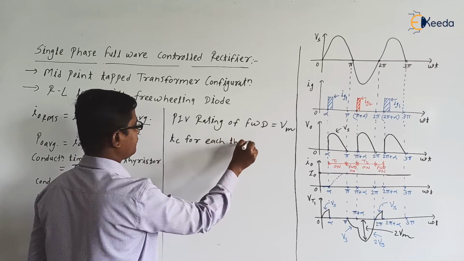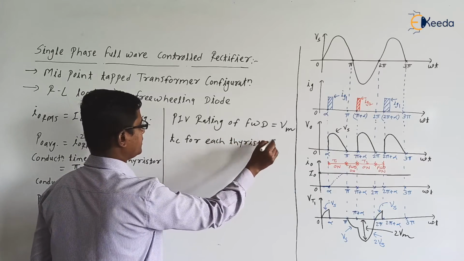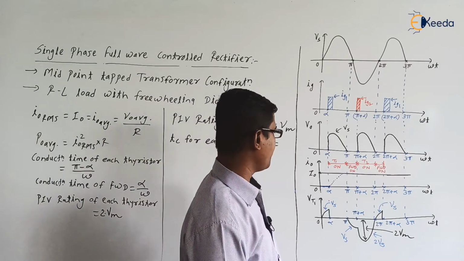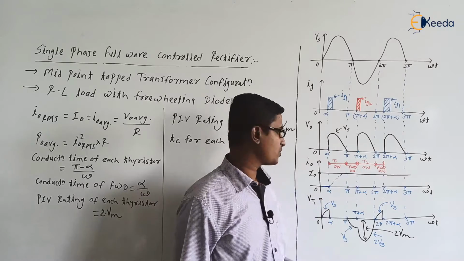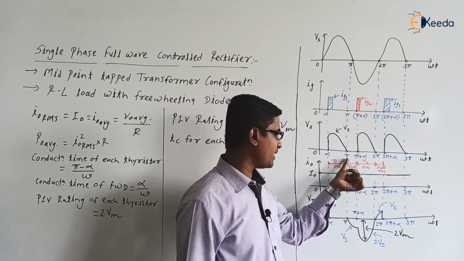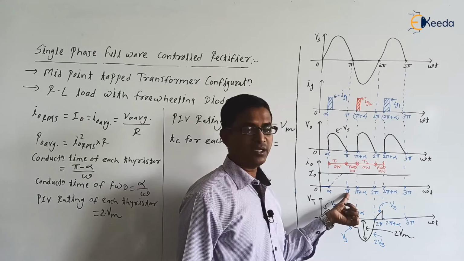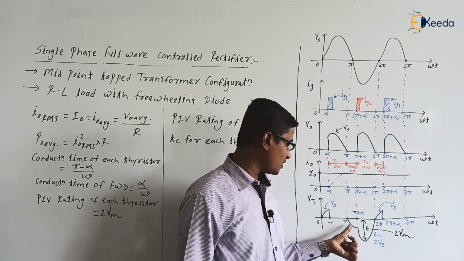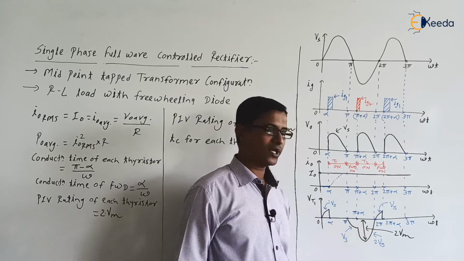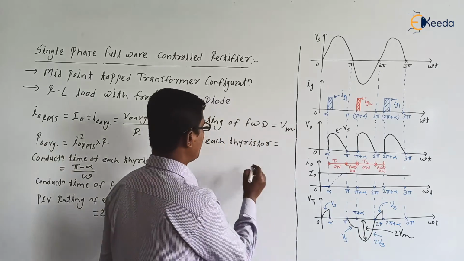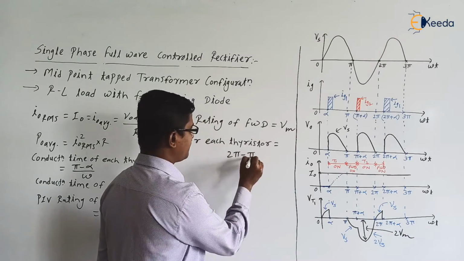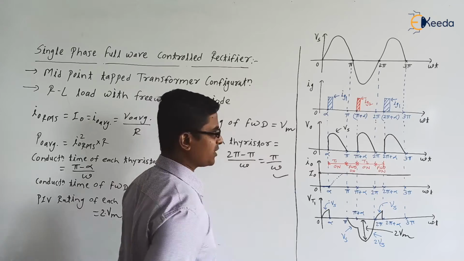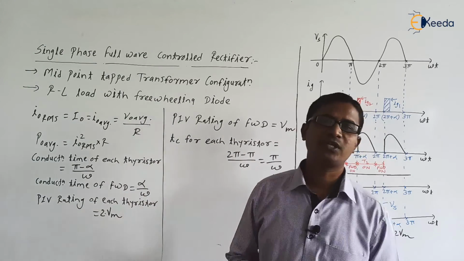Next, circuit turn off time, TC for each thyristor, is equal to the circuit turn off time. Let us find it for T1; that will be the same for T2 also. Thyristor T1 is turned off at omega t equal to pi, meaning the current flowing through thyristor T1 becomes 0 at pi. After that the reverse voltage is maintained till 2 pi. So it is 2 pi minus pi by omega, which is equal to pi by omega. Are you getting the point? This is about the circuit turn off time for each thyristor.